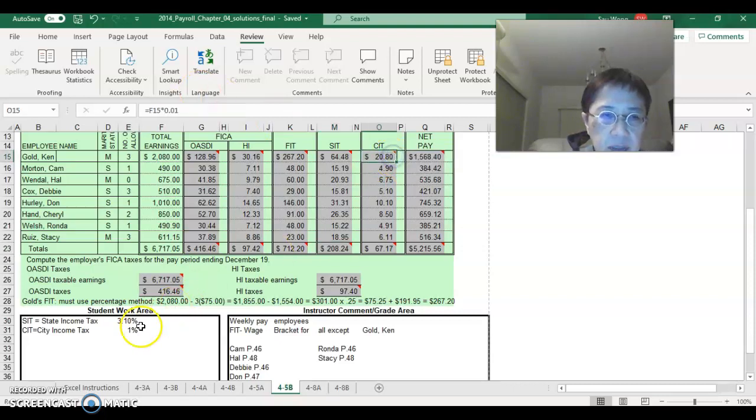And the city tax is 1%, as I said. City tax is F15 times 0.01. So this is the same. If you want to drag it, you drag it all the way from O16 to O22. You can drag it on.